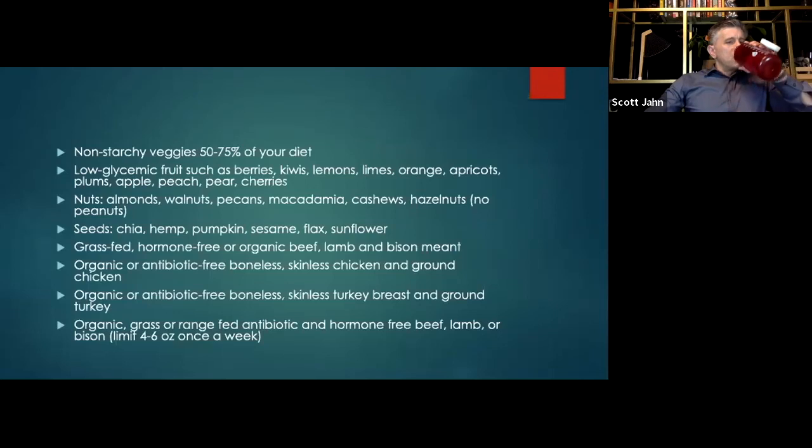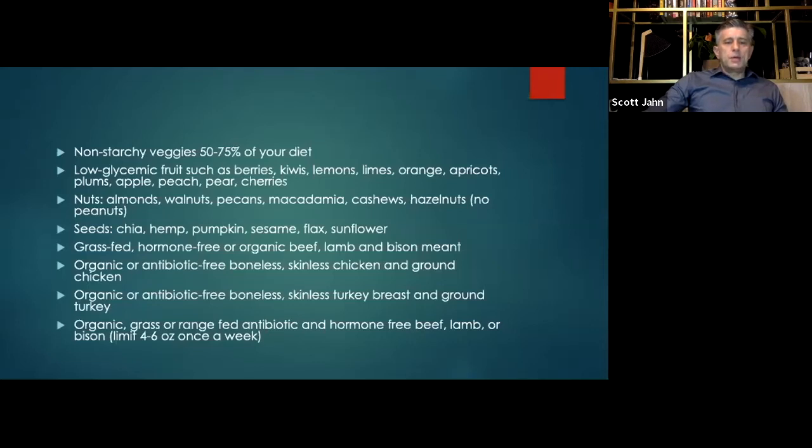Okay, so actually this slide should have been somewhere else, but I'm going to skip over it because this should have been earlier as far as what foods we should eat. We'll just talk about it real quick, right? As we're trying to heal the gut, non-starchy vegetables should make up the majority of your diet, right? Low glycemic fruits such as berries, kiwis, right? We don't want to spike our insulin levels.